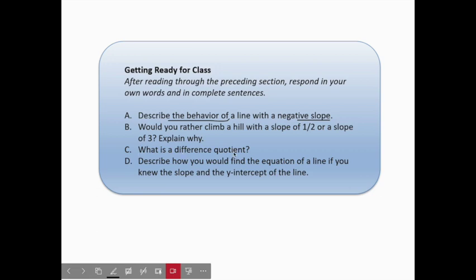Part C says, what is the difference quotient? The difference quotient is just a generic way to find slope, because rather than plugging in values, you're plugging in 2 random values of x. So once you simplify, you can plug in any 2 points on that function and find the average rate of change. Part D says, describe how you would find the equation of a line if you knew the slope and the y-intercept of the line. So part D is getting at being able to determine a good format for the equation of a line depending on the information that's given to you.